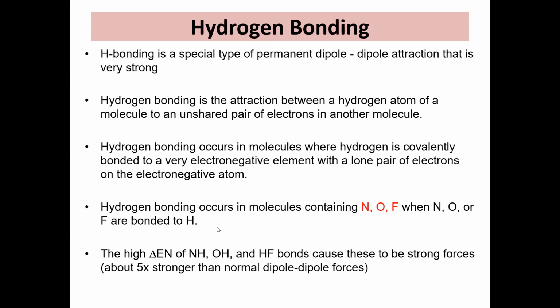The high electronegativity of nitrogen to hydrogen, or oxygen and hydrogen, or fluorine and hydrogen bonds can cause these forces to be 5 times stronger than the normal dipole-dipole force. So because of the high electronegativity of nitrogen, oxygen, and fluorine, these bonds, even though they are intermolecular forces, are usually stronger than the normal dipole-dipole bond.